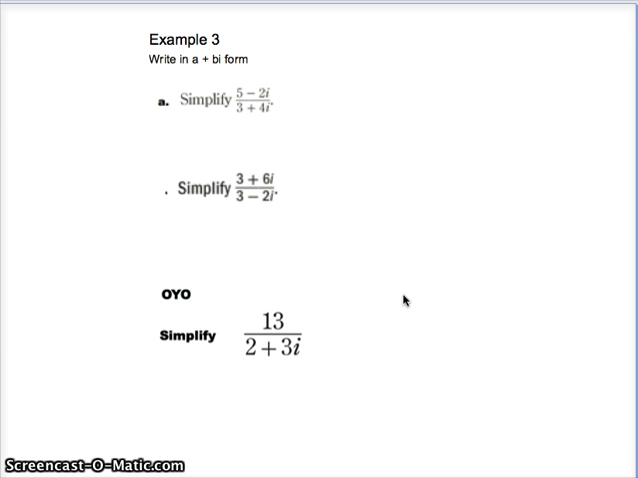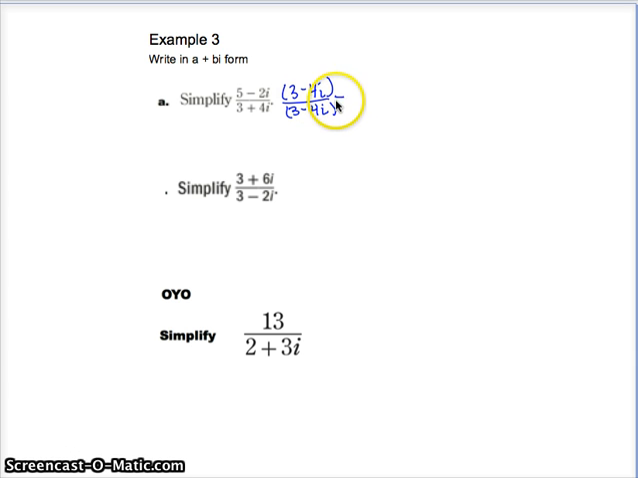Okay, the last set of examples, we're going to use the complex conjugate to simplify. In the first example, we will need to multiply both the numerator and the denominator by the complex conjugate of the denominator. So check this out. I'm going to multiply the top and the bottom by 3 minus 4i. I'm multiplying it by 3 minus 4i, again, because that is the conjugate of the denominator.